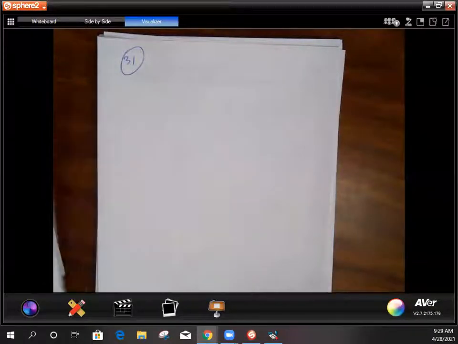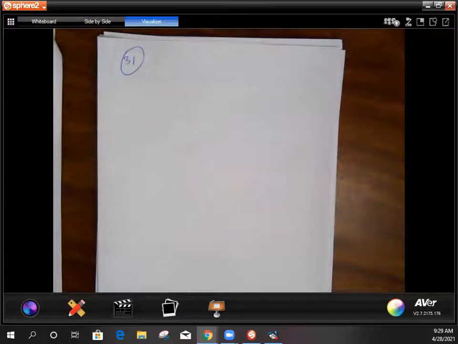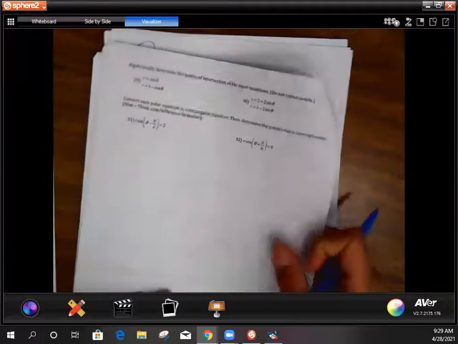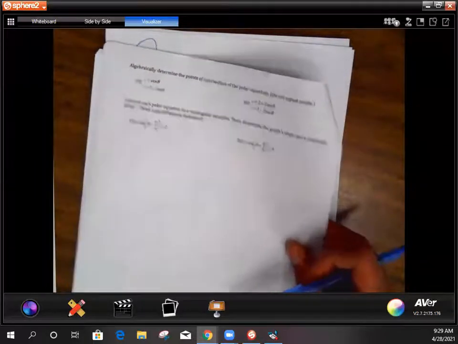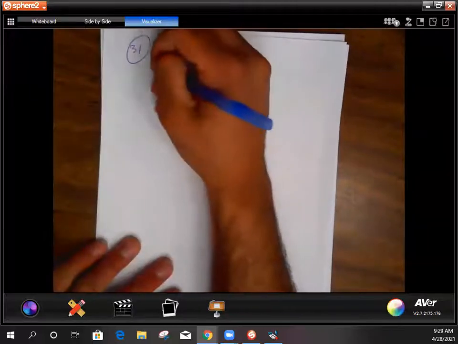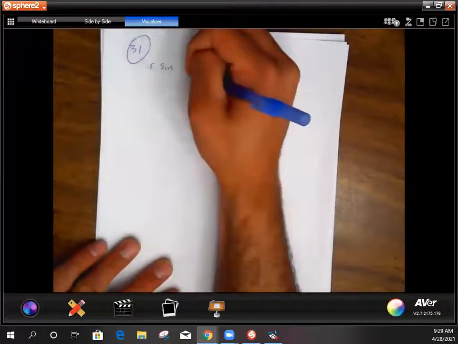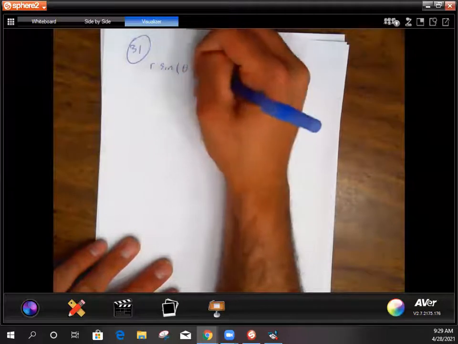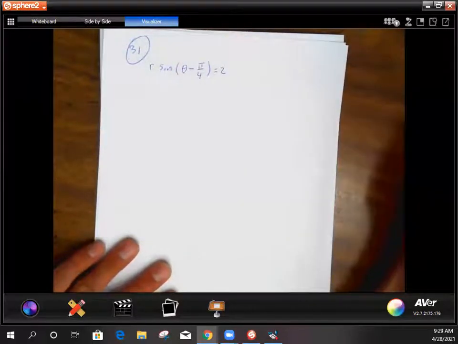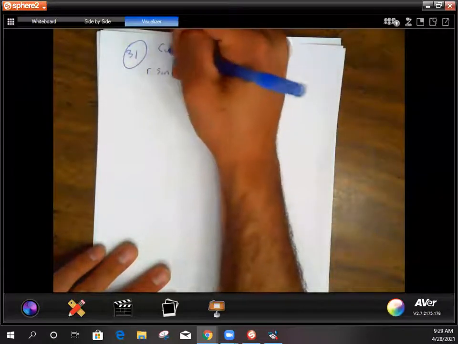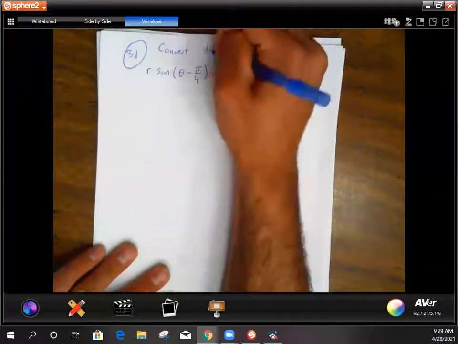All right, 31 says convert each polar equation to a rectangular equation, then determine the graph's slope and y-intercept. Hint, think sum and difference formulas. There's a hint. All right, so let's use the hint. We got r sine of theta minus pi over 4 equals 2. And the question is convert to rectangular.